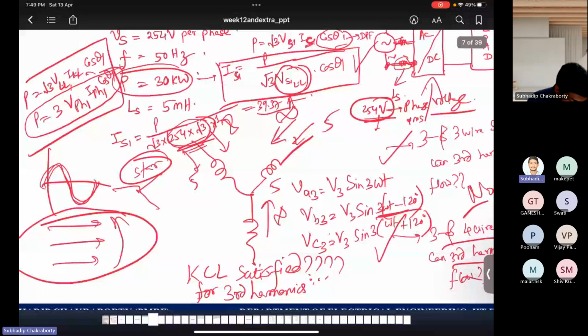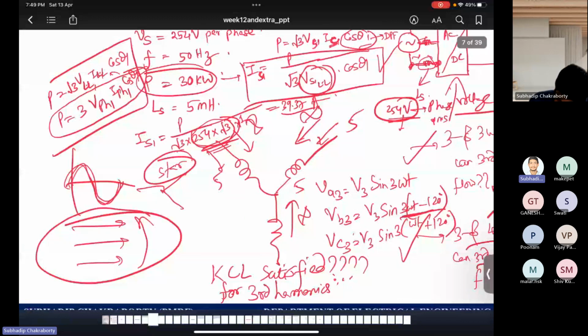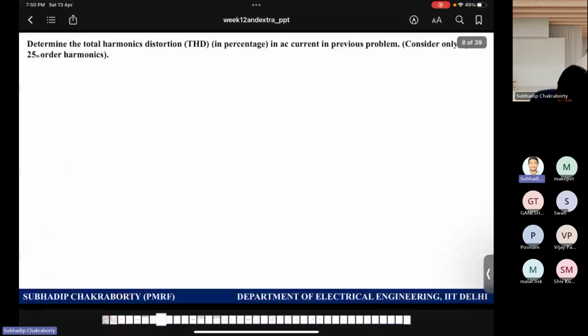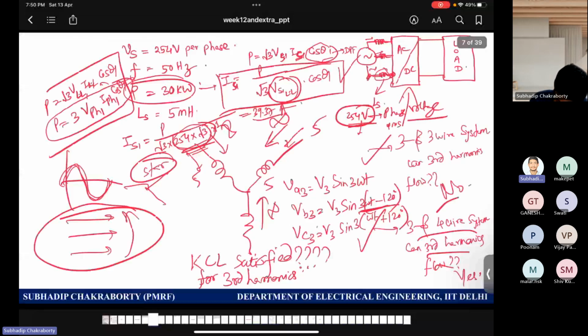Because what am I asked? I am being asked to calculate the 11th order harmonic phase current, that is the RMS current, right? So in the next slide I will do it. So this part you understood, right? Third harmonics part. So I am just erasing.